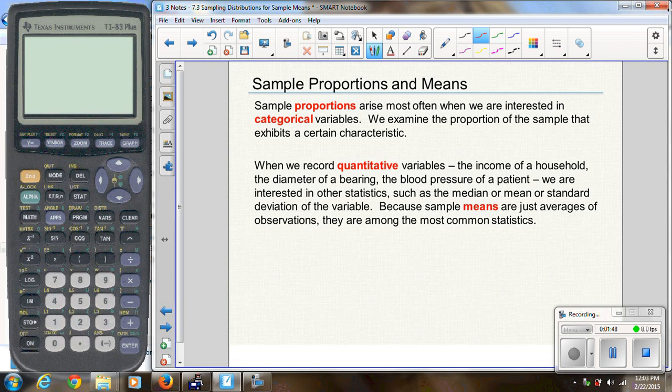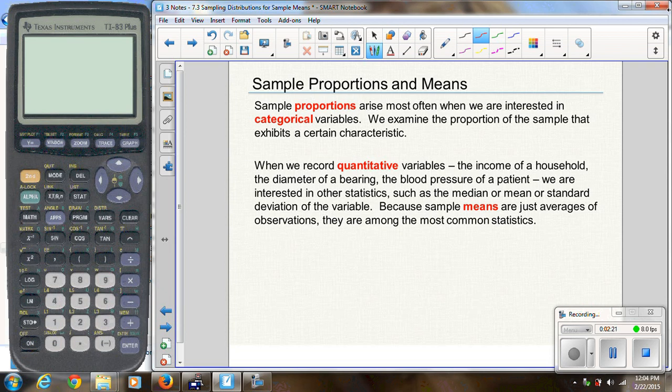Sample proportions and means. So sample proportions are going to arise when we're dealing with categorical variables. We examine the proportion of a sample that exhibits a certain characteristic. So essentially, this is the binomial scenario. If the characteristic of interest, if we call that a success, then all other characteristics, whether there's 1 or 12 of them, are going to constitute a failure. And so as long as you can identify what we would call a success in a binomial scenario, we can look at the proportion of successes in our sample, and it becomes a proportion.